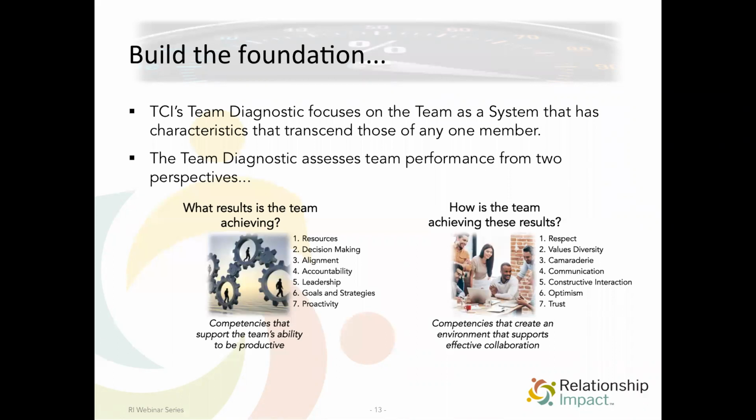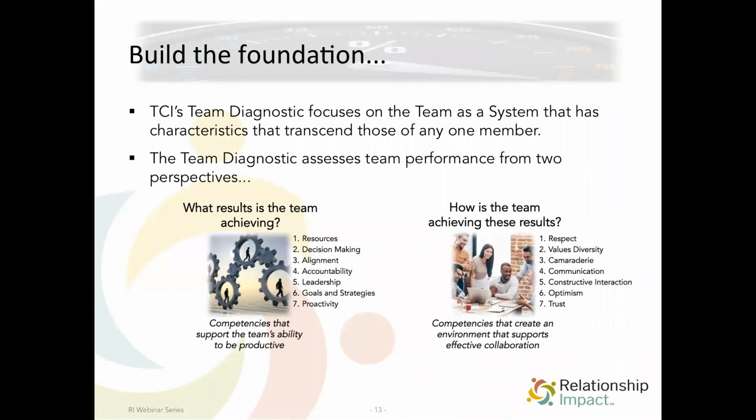So, competencies that support the team's ability to be productive, that's things like resources, decision-making, how well aligned they are, how well they are accountable to each other, and how well they are led, and the leadership that they provide. Their goals: do they do a good job in terms of setting goals and strategy, and are they proactive? So those are the factors that contribute to the likelihood of a team achieving the results it's looking for.